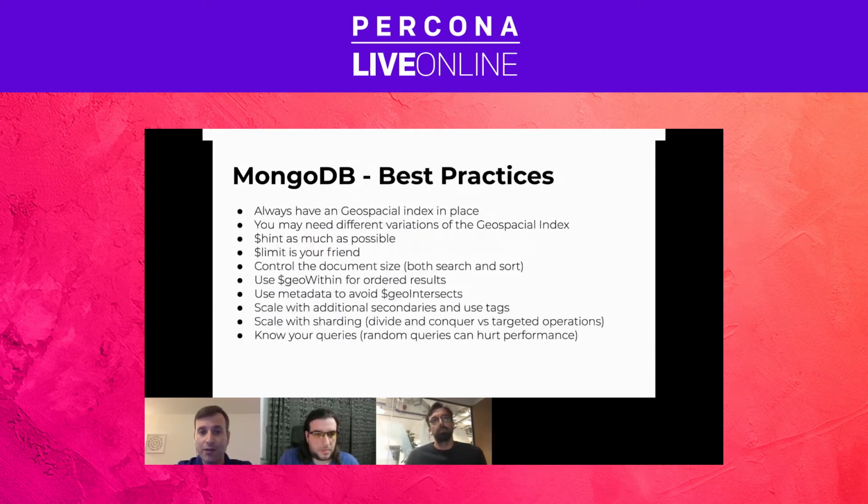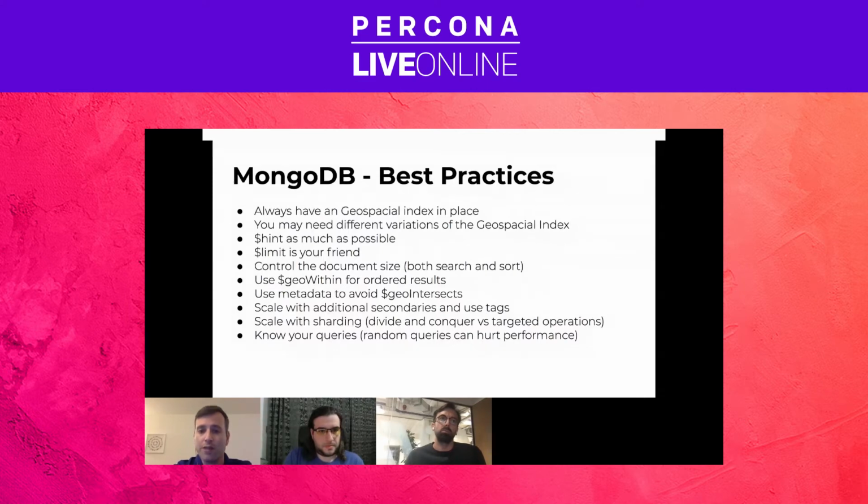Some best practices on this slide, I'm going to go through those really quick because it's what we described. Geospatial indexes will always boost the performance. Always use a limit because it's going to be beneficial, especially with GeoWithin. Control the document size because if you're using sort, you're going to do in-memory sorts. Use GeoWithin for proximity when you don't care about the order. Use metadata that will narrow your searches. Use more secondaries that you might tag with locations that are hotspots, like Times Square, for example, in our data set.